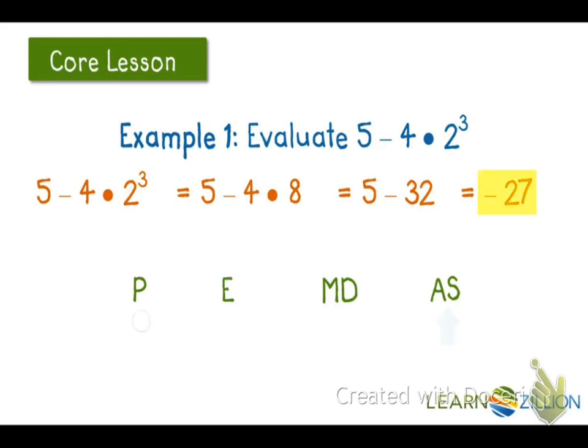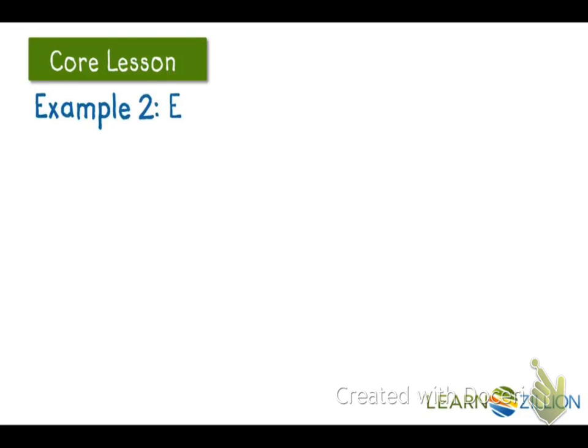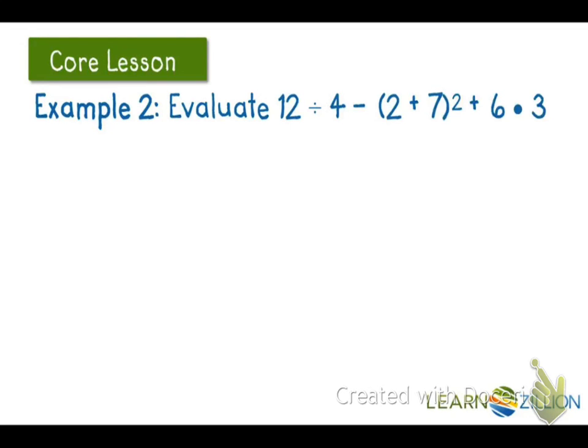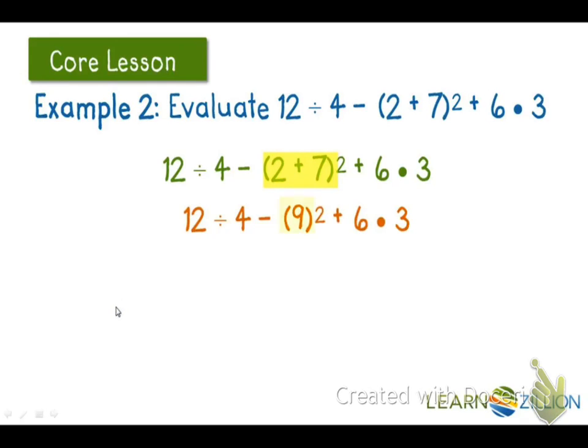So that's our answer. One last example. We want to evaluate 12 divided by 4 minus the quantity 2 plus 7 raised to the second power plus 6 times 3. Quite a mouthful. First we'll look for parentheses. Here they are. We'll apply that 2 plus 7 and get 9. Now we're on to the exponent step. There's an exponent, 9 raised to the second power. That's equal to 81. Now we're on to the multiplication and division step.